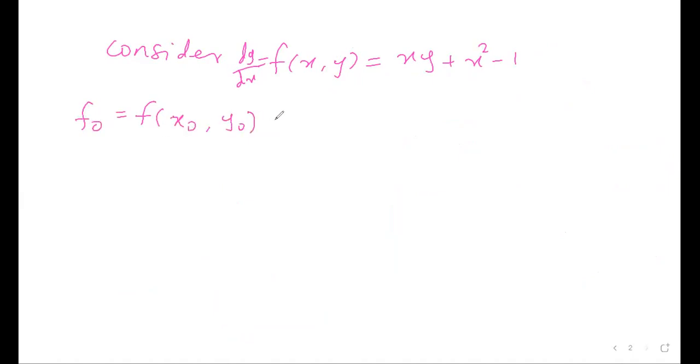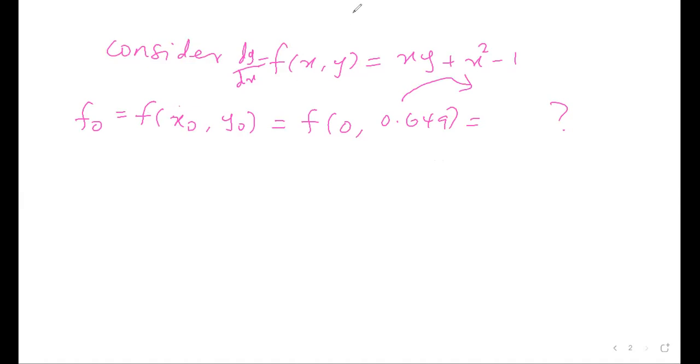Consider f of x comma y, which is equal to dy over dx, which has been given as xy plus x squared minus 1. First, let's name this f naught, as f of x naught, y naught. What is x naught? It should be 0. What is y naught? 0.649, isn't it? Can you substitute these values and find f naught?